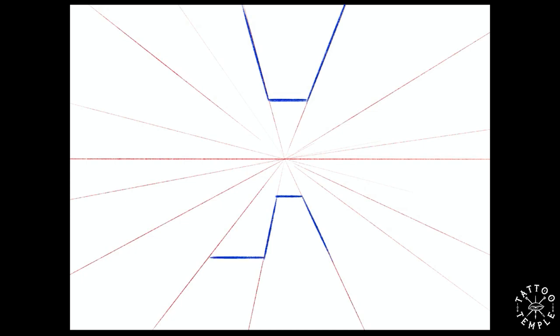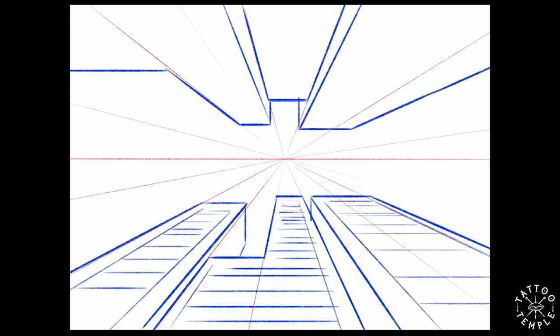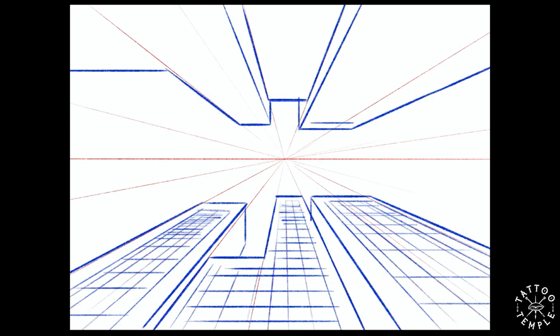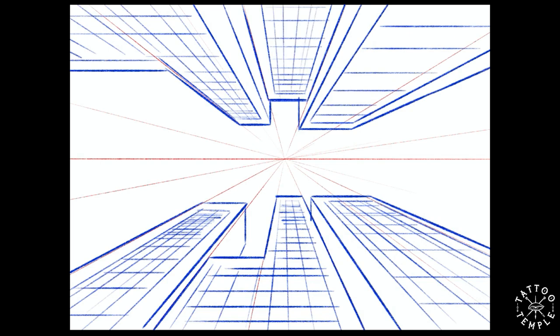I start putting in horizontal lines to represent the top of the buildings and use the perspective lines as a guide to mark out the sides of these buildings. Marking the windows works the same way. The horizontal lines are all parallel and the ones on the sides seem to converge at the vanishing point.